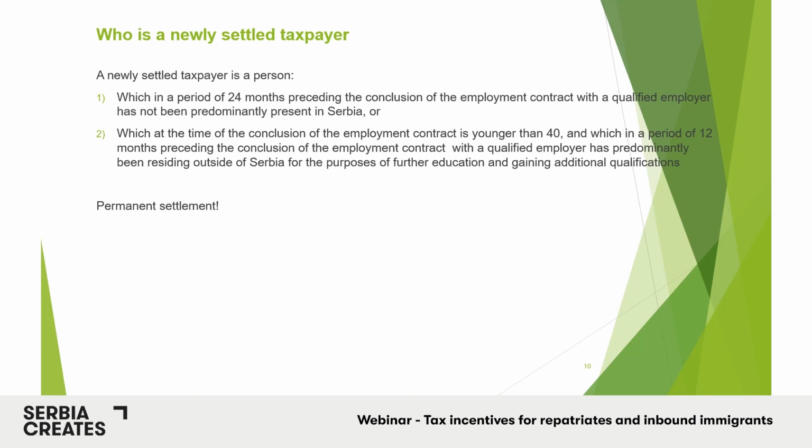Which needs to be met. Now, there are two conditions, two aspects of this incentive which should be looked at.